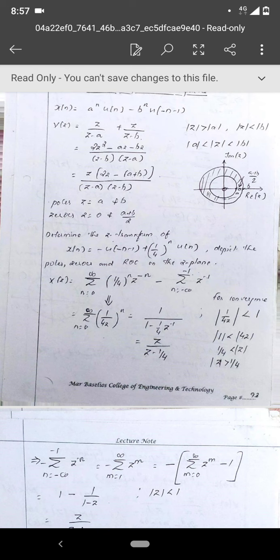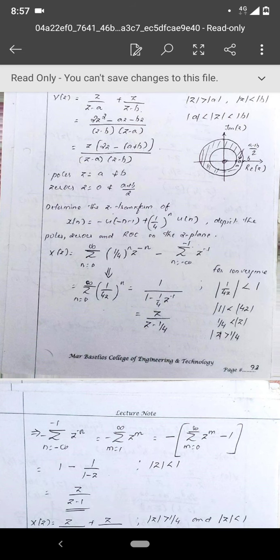And what's the next zero? The next zero is at z is equal to a plus b by 2. That is the inner bracket of the numerator. If you equate it to 0, it becomes 2z is equal to a plus b, that is z is equal to a plus b by 2. So you have two zeros, one at the origin and the other at a plus b by 2, and you have two poles, one at a and one at b.